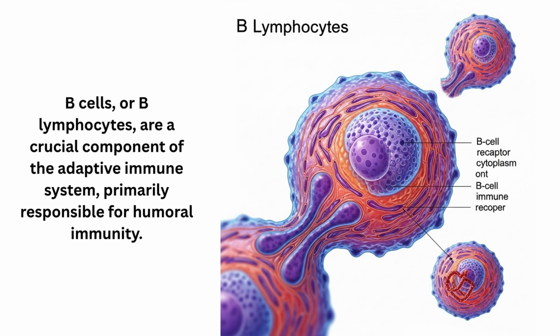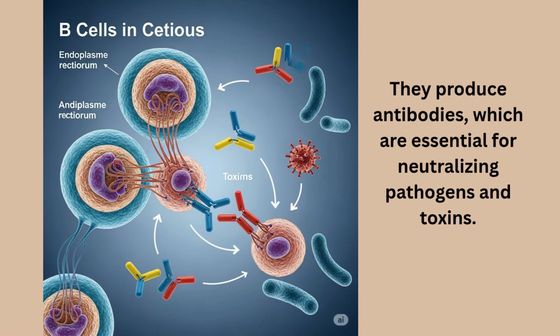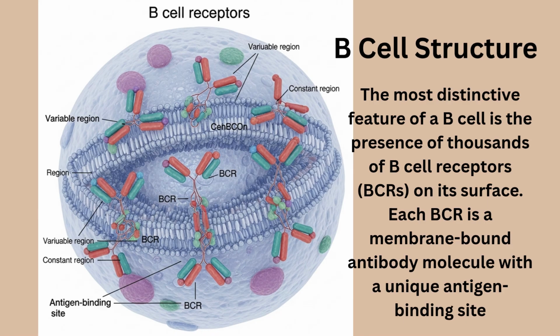Lymphocytes are a crucial component of the adaptive immune system, primarily responsible for humoral immunity. They produce antibodies, which are essential for neutralizing pathogens and toxins. Here's a breakdown of their structure, types, mechanism, and function.